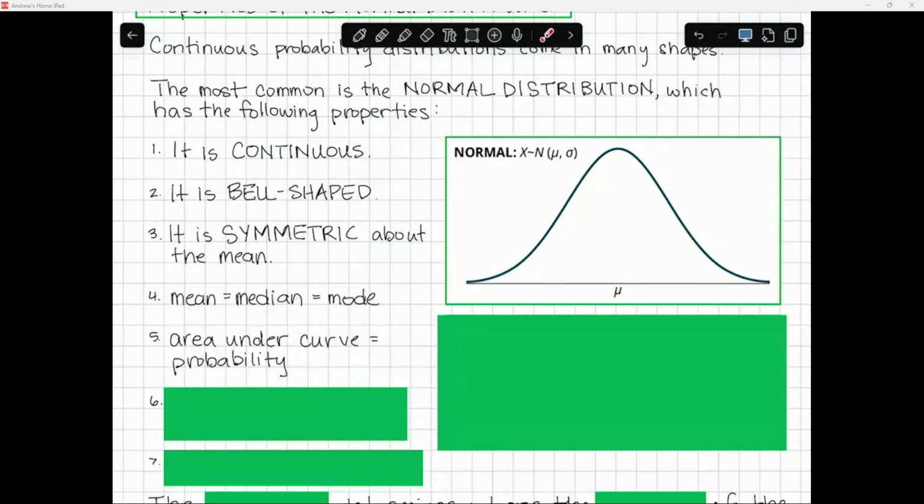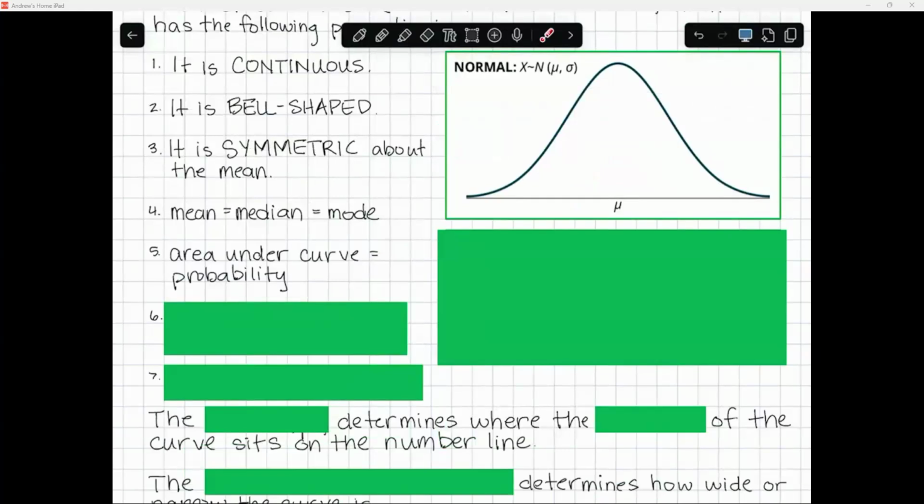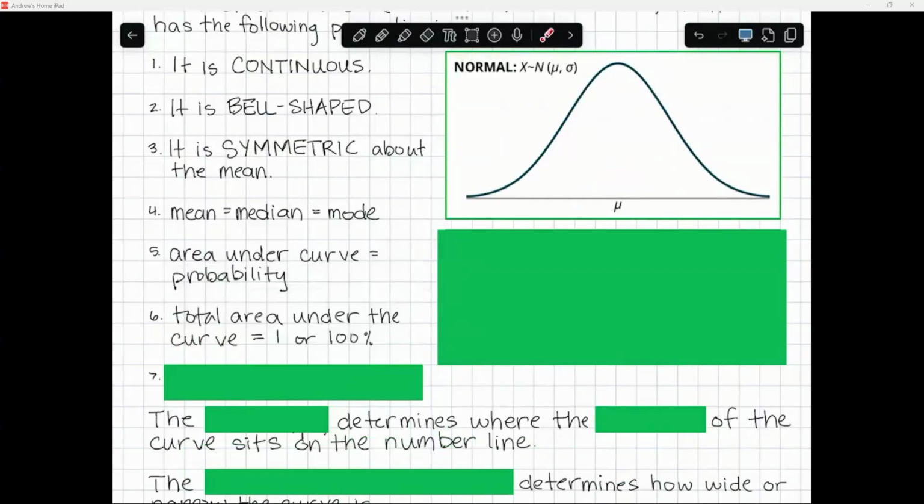Another interesting fact, and this is true for all probability distributions, is that the area under this curve represents probability. So if I'm interested in the probability that a randomly selected value is somewhere in this range, I just have to figure out the area under that section of the curve. And we're going to learn how to do that in a later video this week. The total area under this curve, since it represents probability, is 1 or 100%, because this curve should represent all possible data points.